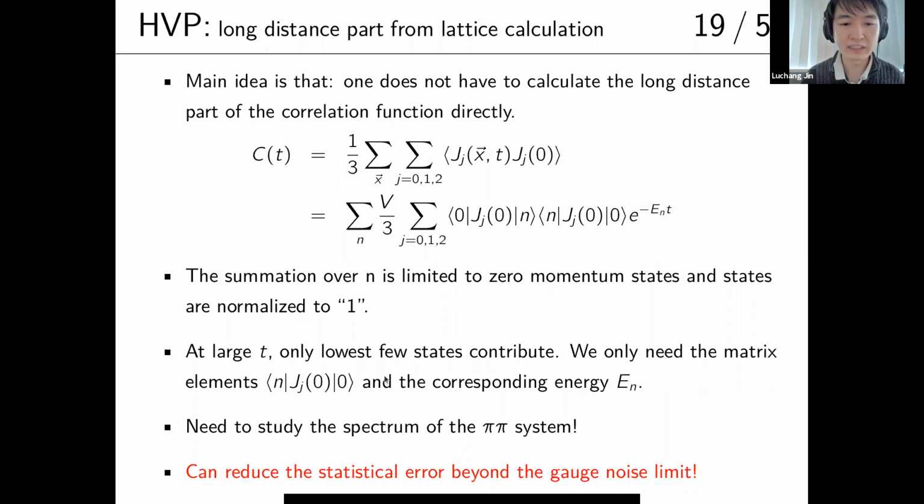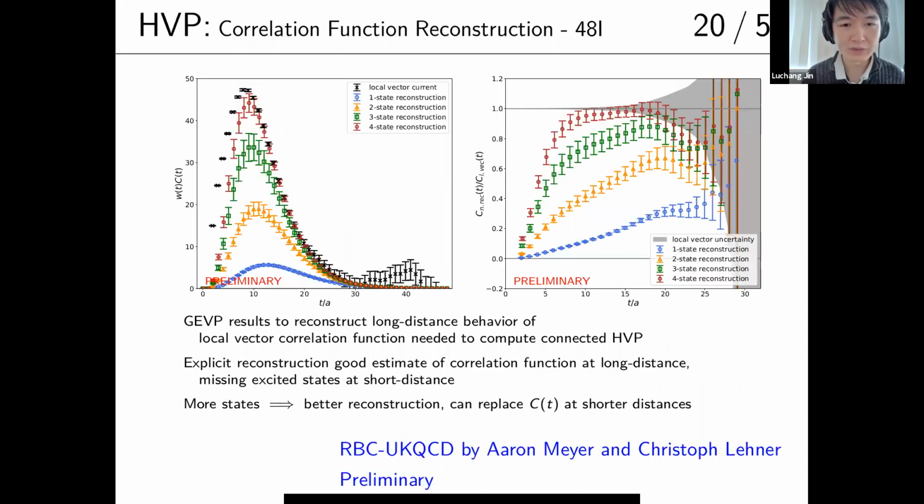And so that requires us to study the spectrum for the pi system in the I=1, j=1 channel. But if we study the spectrum, it allows us to reduce the statistical error beyond the gauge noise limit. So that's really nice. There are some preliminary studies. It's a while ago, but still, currently we haven't had any published result using this method. Once we have a published result using this method, you can expect accuracies from lattice, especially the statistical error, reduced by a lot.